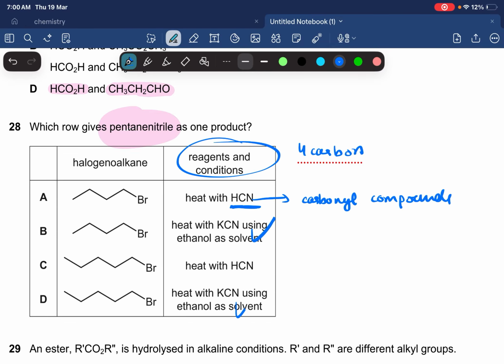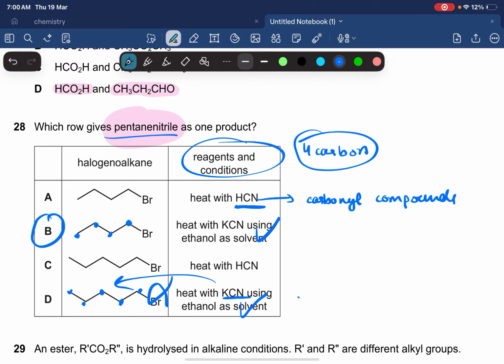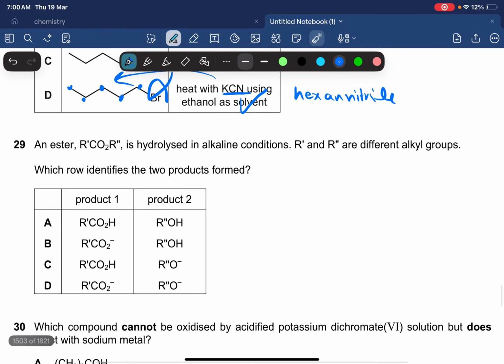So this and this. Now for the halogenoalkane, I told you I need 4 carbons in it because I need pentanenitrile, and then I'm going to add 1 carbon to the chain, and that's going to form 5 carbons. So 1, 2, 3, 4 carbons, correct. 1, 2, 3, 4, 5 carbons, incorrect, because when I add KCN to 5 carbons, instead of pentanenitrile, it's going to form hexanenitrile. Got it? Okay.